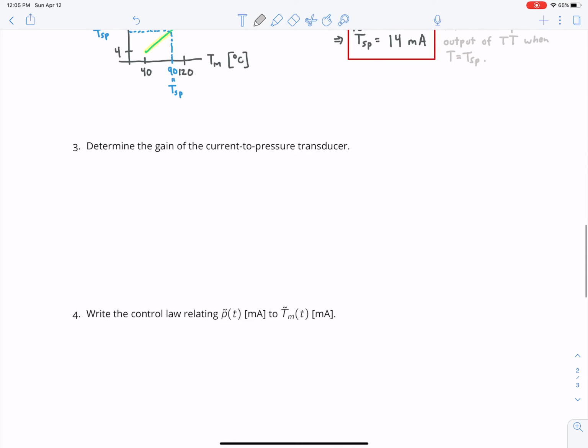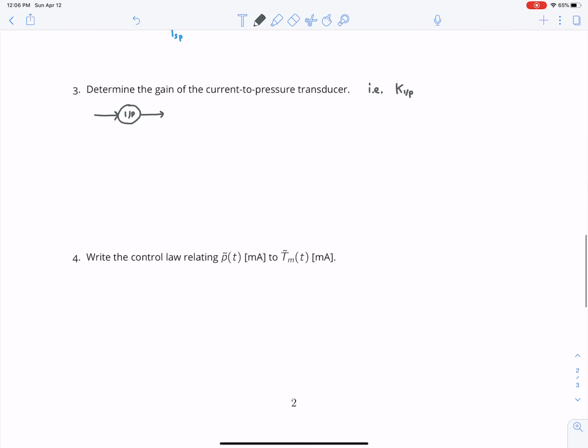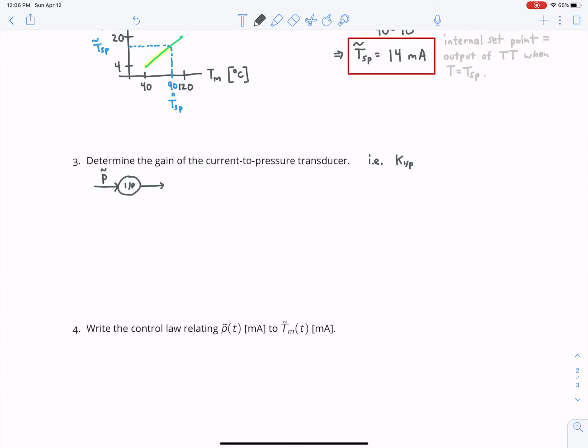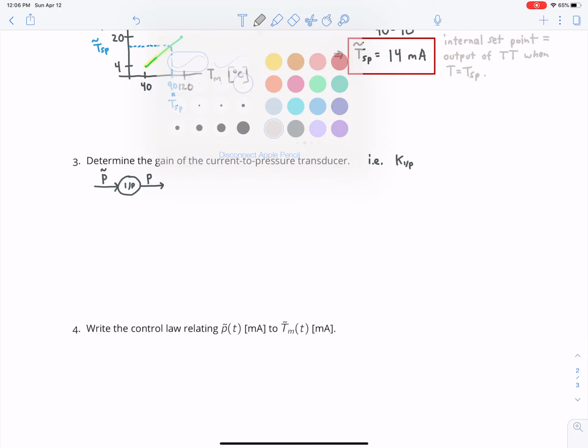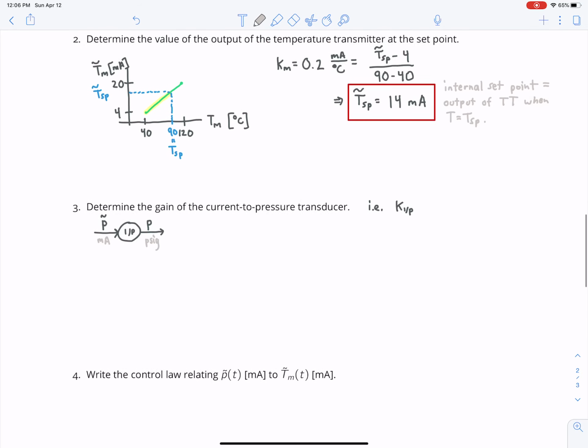Okay, and now it's asking what is the gain of the current to pressure transducer, i.e., KIP. All right, and so again, what we'll do is isolate the current to pressure transducer. Here's your current to pressure transducer. If we scroll back up to the figure, what it takes as input is P tilde, the output of the controller, and outputs P. This has units milliamps, and this has units PSIG. That's what it looks like.